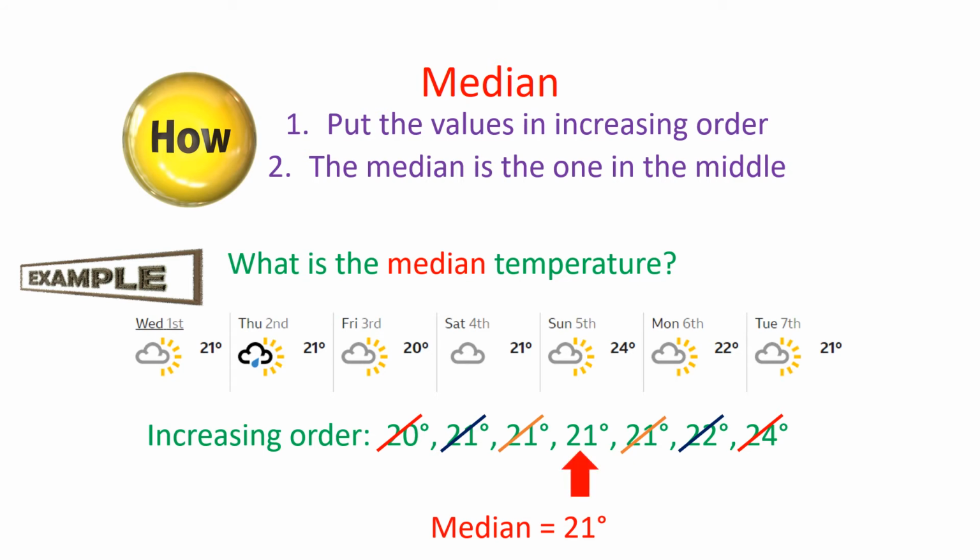Sometimes you might have two values in the middle. If that happens, the median is the value halfway between those two.